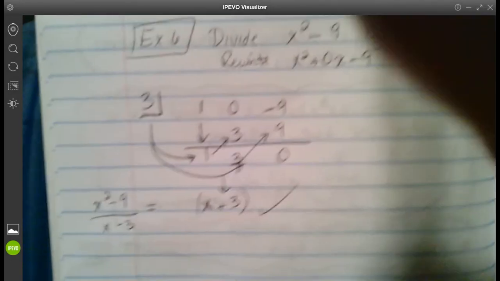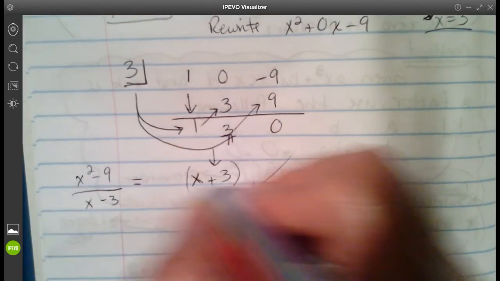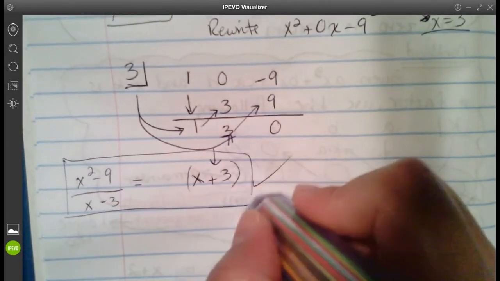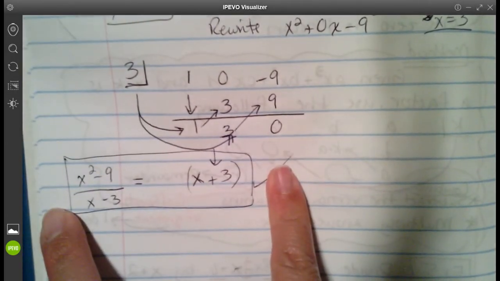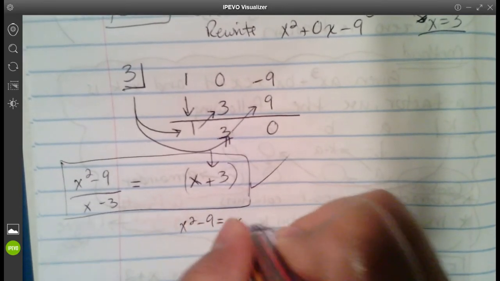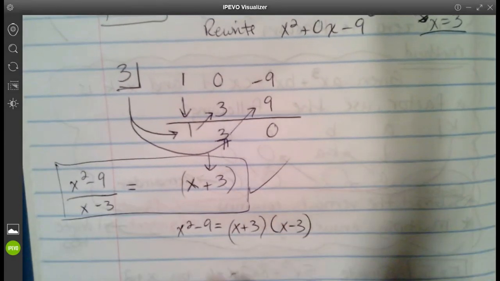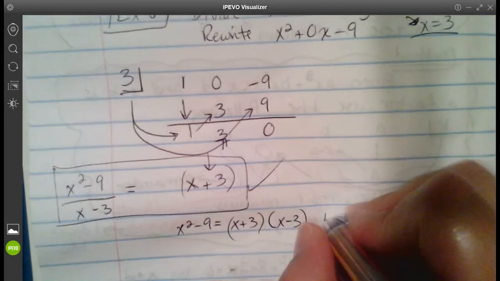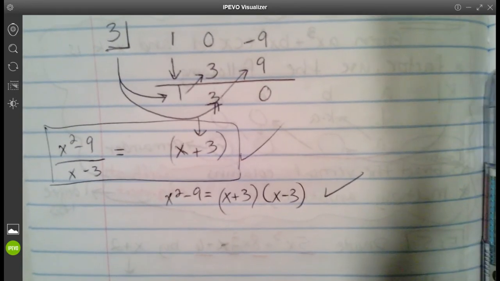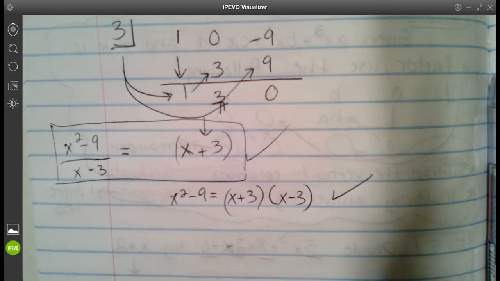And if you don't know what I mean, you can always check it this way too. If I were to multiply both sides by x minus 3, you would get x squared minus 9 equals x plus 3 times x minus 3, which are indeed the factors of x squared minus 9. And that is it for this video, long division and synthetic division.